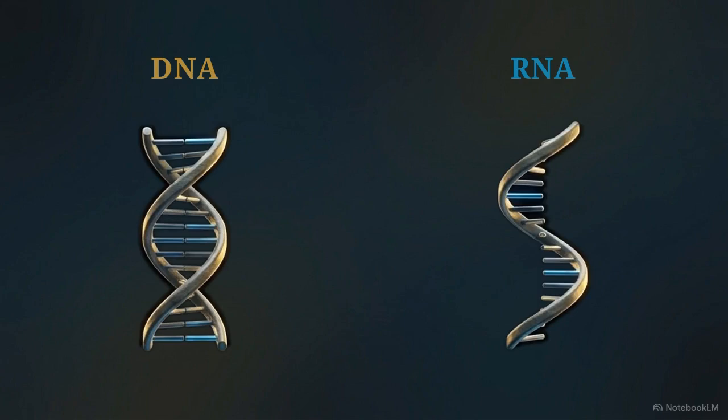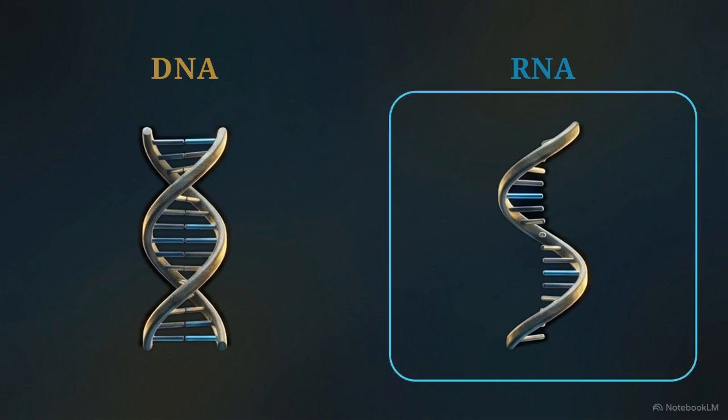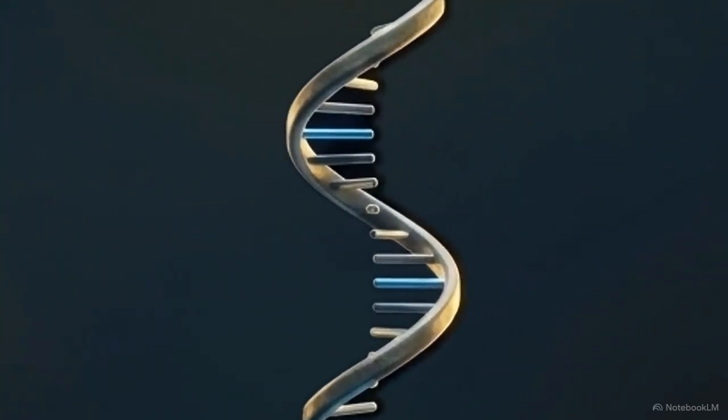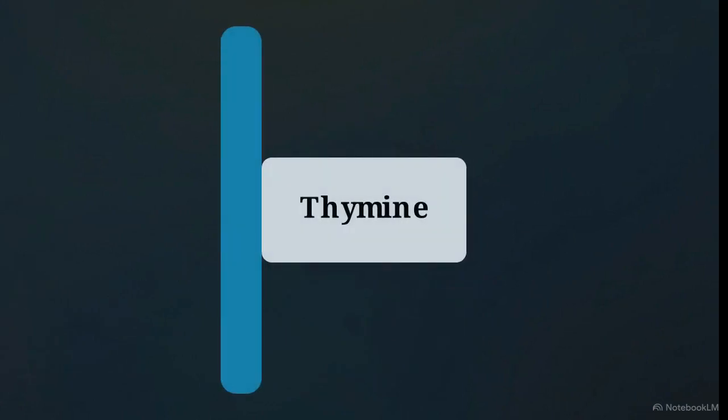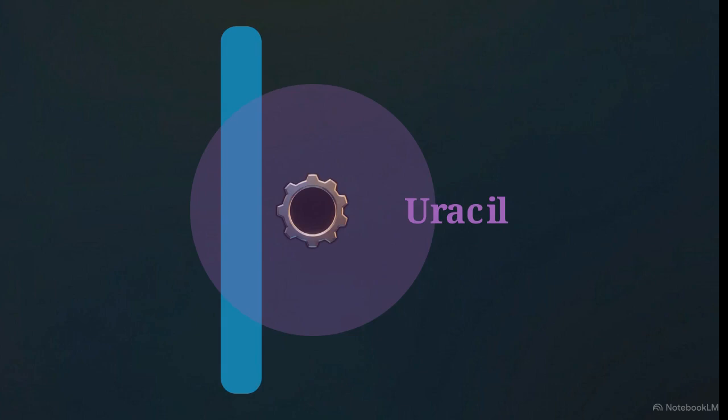This diagram compares DNA on the left with ribonucleic acid, or RNA, on the right. RNA is single-stranded. Its sugar, ribose, retains that extra oxygen atom, making it incredibly reactive. Zooming into the letters, RNA replaces thymine with uracil, which requires far less energy to manufacture.